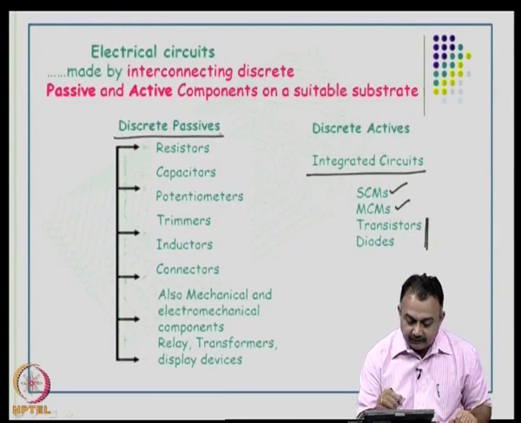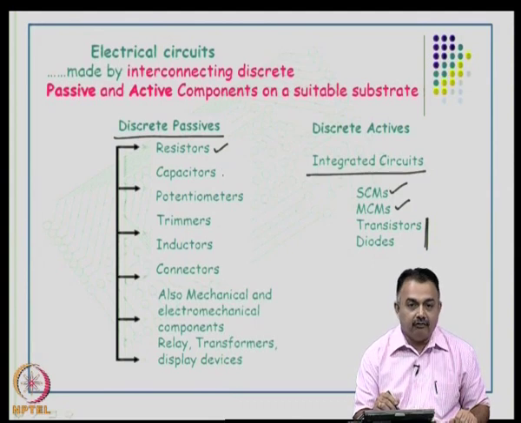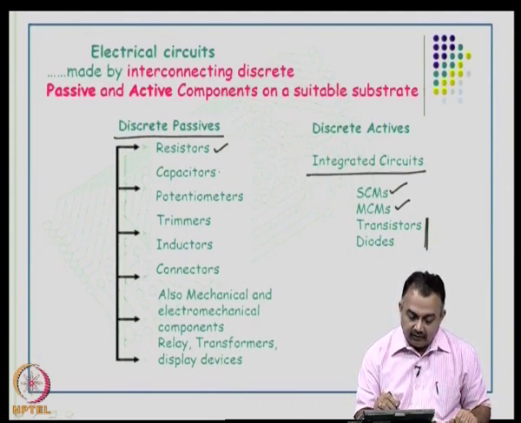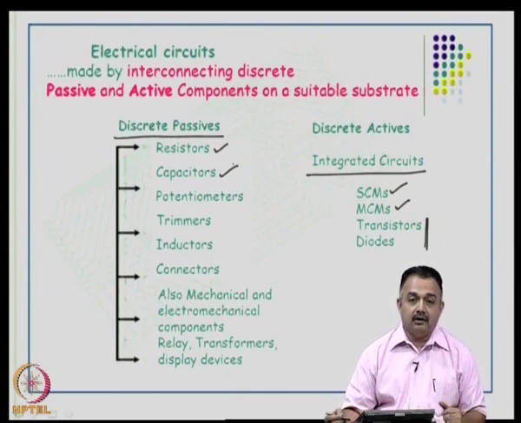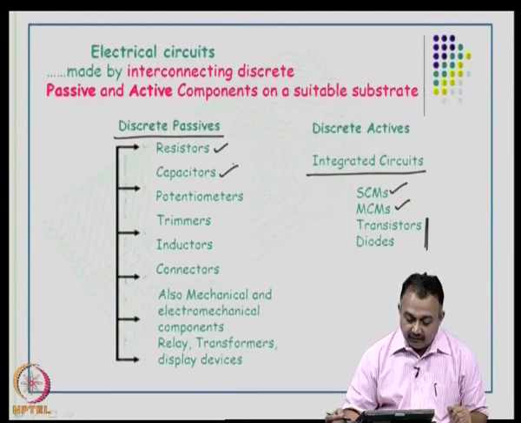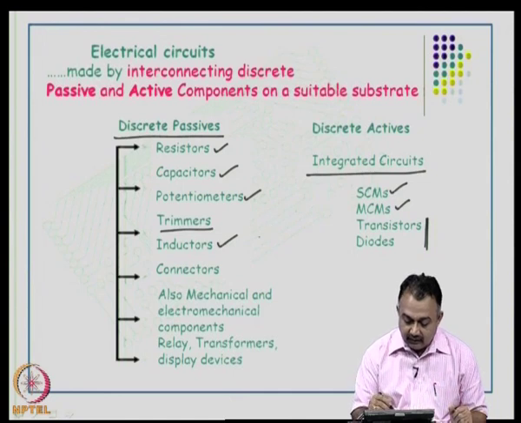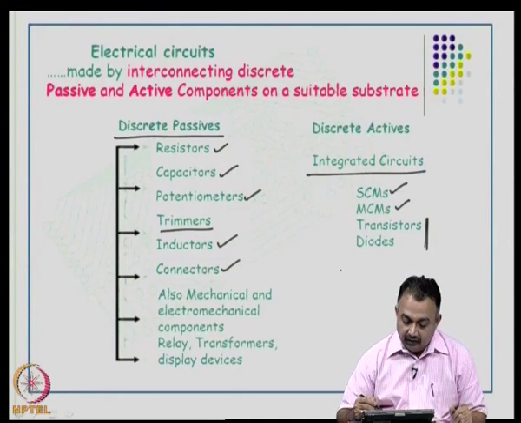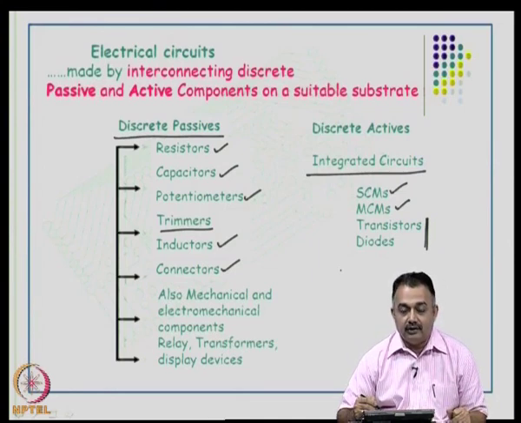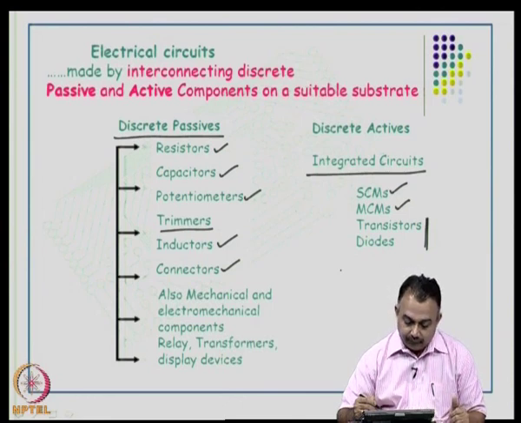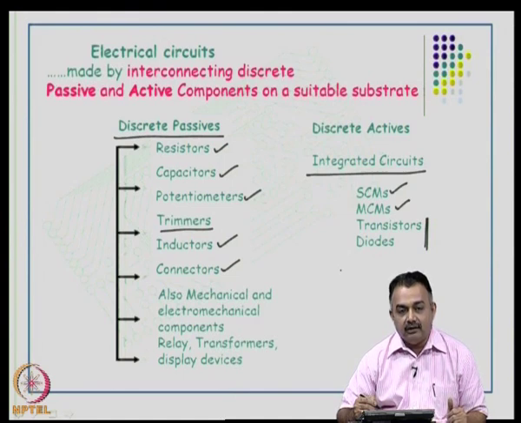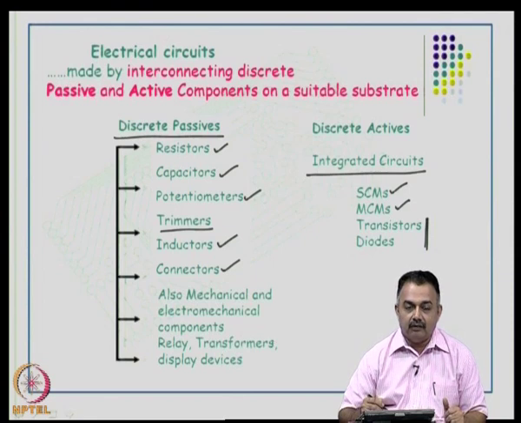In the case of discrete passives, you will be using resistors, various forms, various types, various values, capacitors of various values and sizes and different types, because you can have resistors and capacitors in a through hole format or in a surface mount device technology format. Then variable resistors, potentiometers, trimmers, inductors, inductor coils, connectors. There are various types of connectors available in the market today, and the connectors are very essential if you are integrating 2 or more boards in a particular large system. Also, you will be using various mechanical and electromechanical components like relay, transformers, display devices, liquid crystal display, other forms of display, and so on.